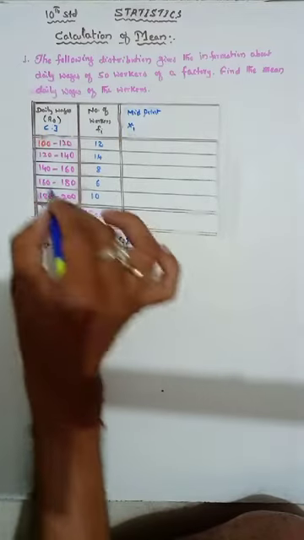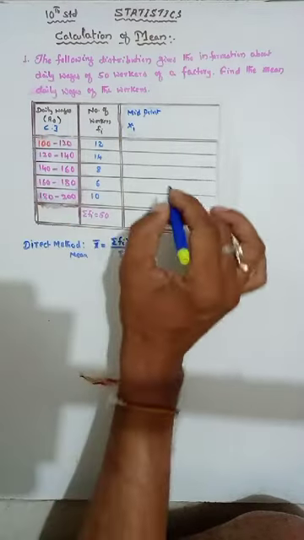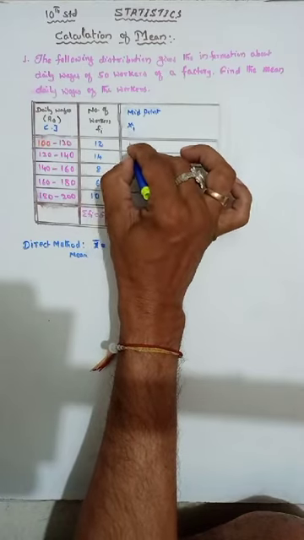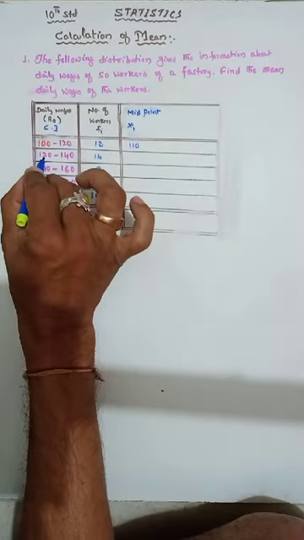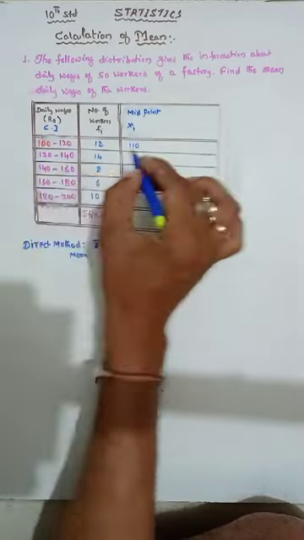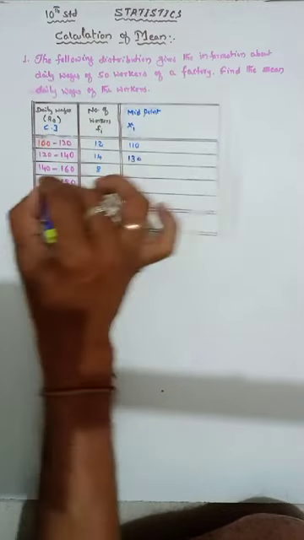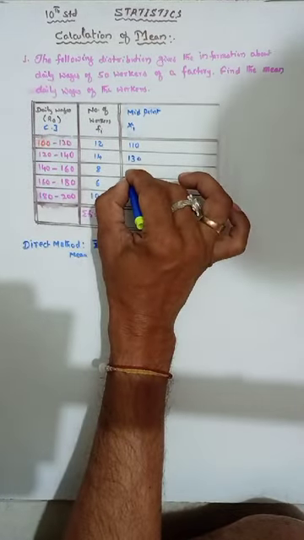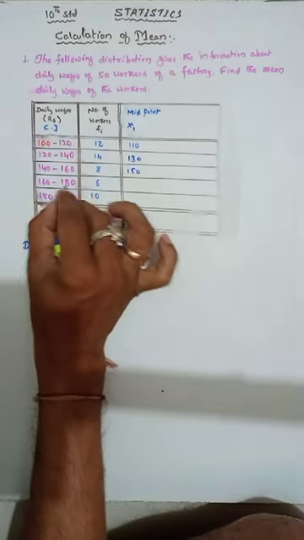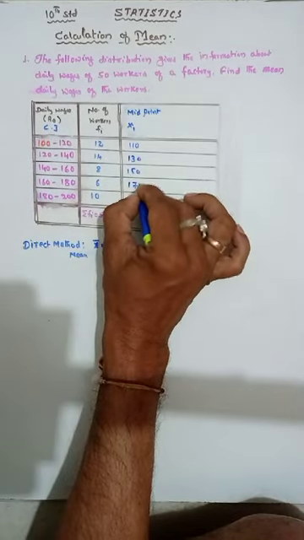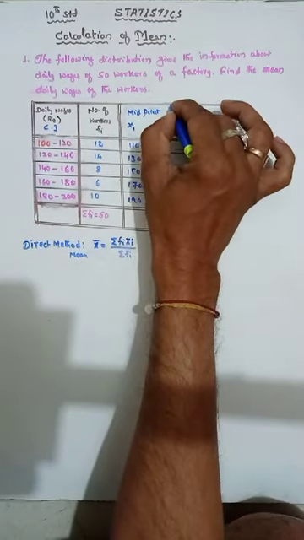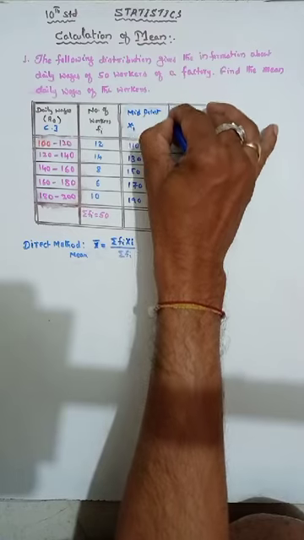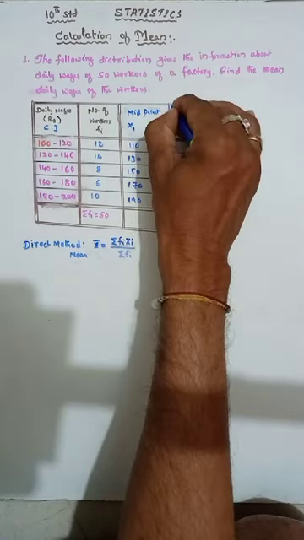So the midpoint of 100 to 120 is 110. The middle number of 100 to 120 is 110. Again, the middle number of 120 to 140 is 130. Similarly, 140 to 160 it is 150. Again 160 to 180 it is 170. For 180 to 200, 190 is the middle number. So this is xi here, the midpoint of the class interval.